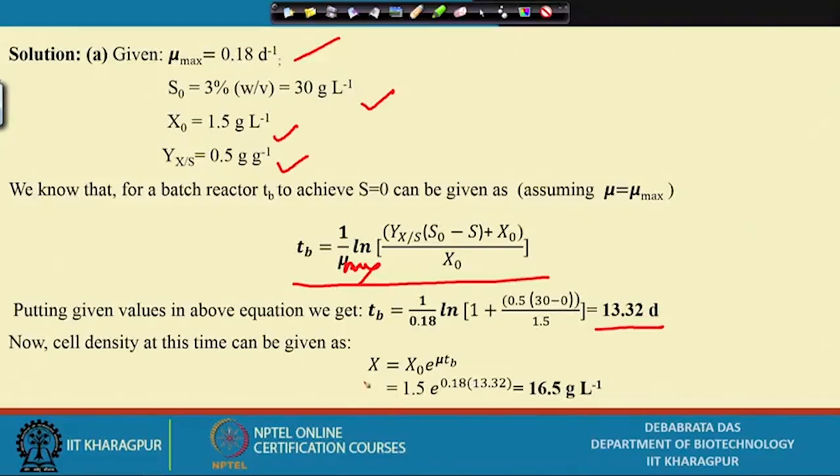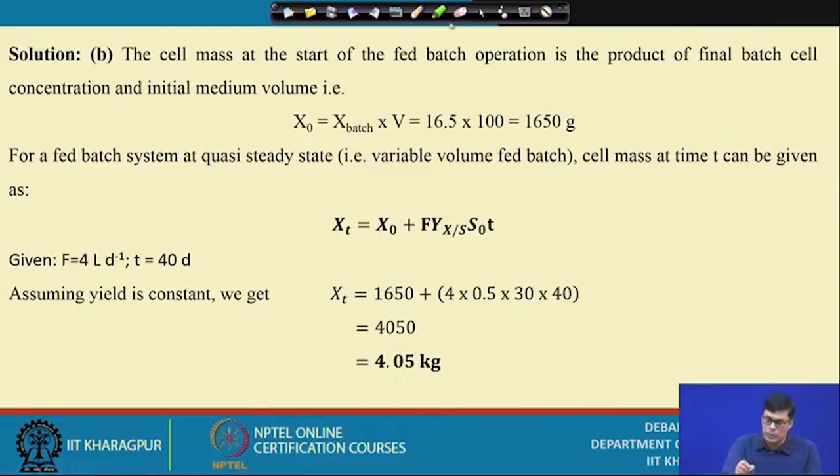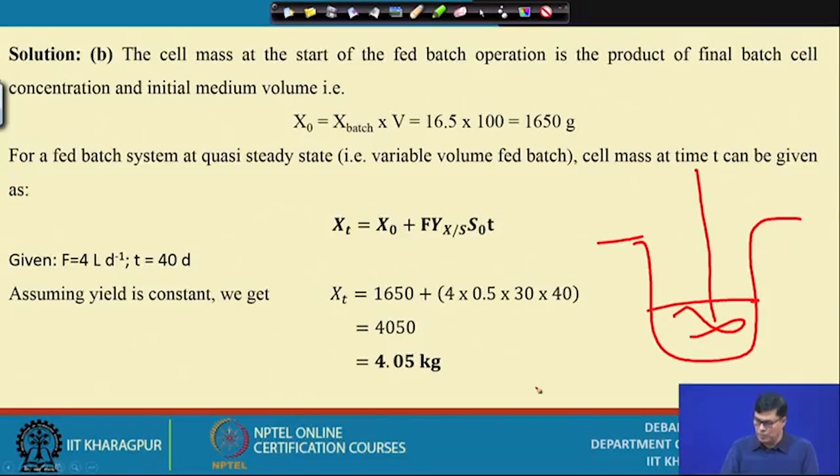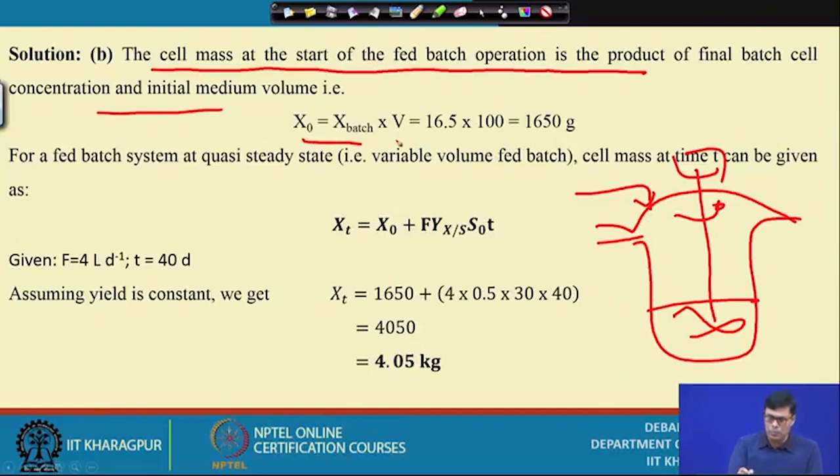Now the question comes, what is the final cell concentration? We have already derived this equation in the previous problem, and we can find that the final cell mass concentration will be 16.5 grams per liter. Now, I hope you remember that initially we operated in batch mode. Now we are continuously feeding the reactor. This is the strategy we have. The cell mass at the start of the fed batch operation is the product of the final batch cell concentration, X batch, and the volume.